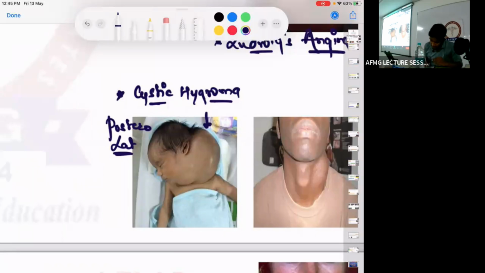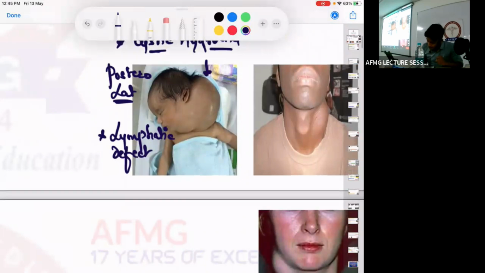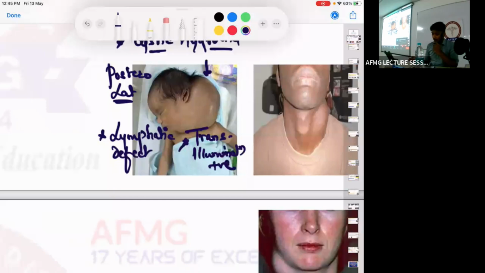Okay, so कौन सा defect है ये? Lymphatic defect. Which defect is cystic hygroma? Lymphatic defect, right? And here, if I throw some light from one side, I will get brilliant transillumination from the other side. So the transillumination test is positive in case of cystic hygroma. Okay? Important. No issues with this.